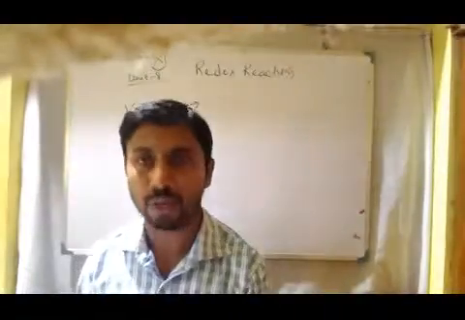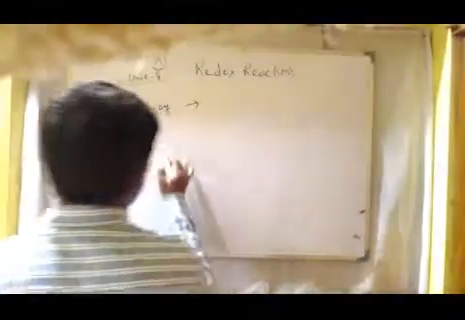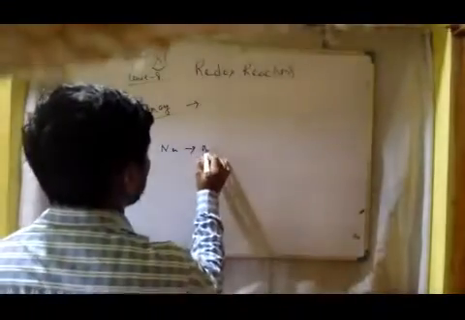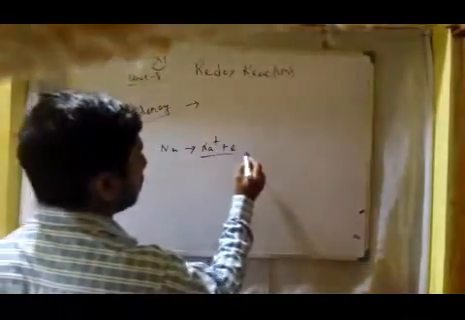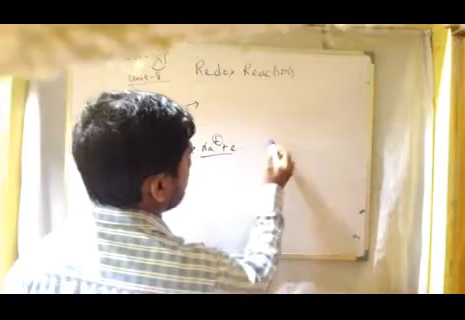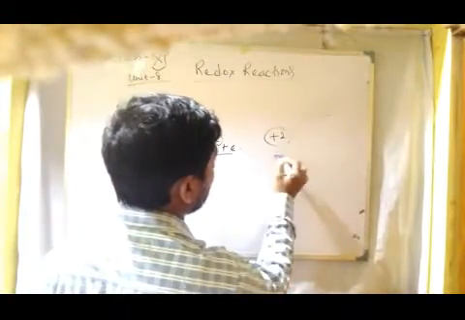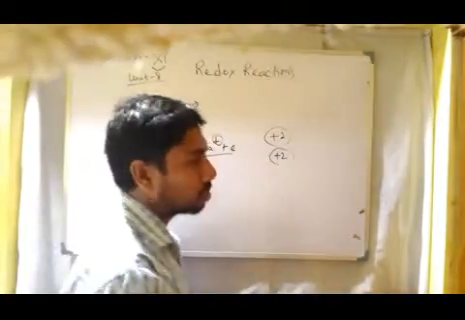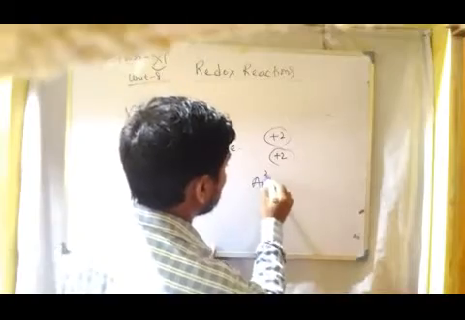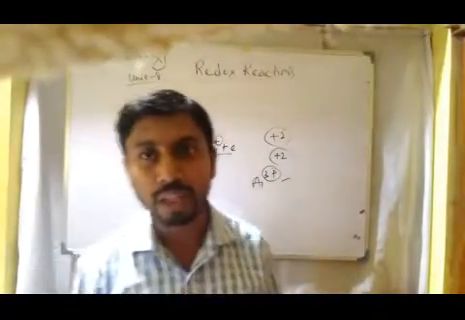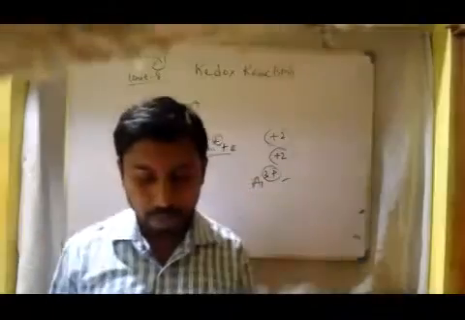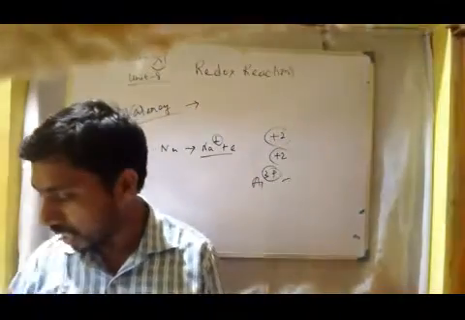For example, Na to Na plus plus an electron, it is the oxidation reaction. Now here the oxidation state is plus. Suppose it is plus 2, then the oxidation state will be plus 2. Suppose Al 3 plus, the oxidation state here is 3 plus. So in this way we have to calculate the oxidation state.